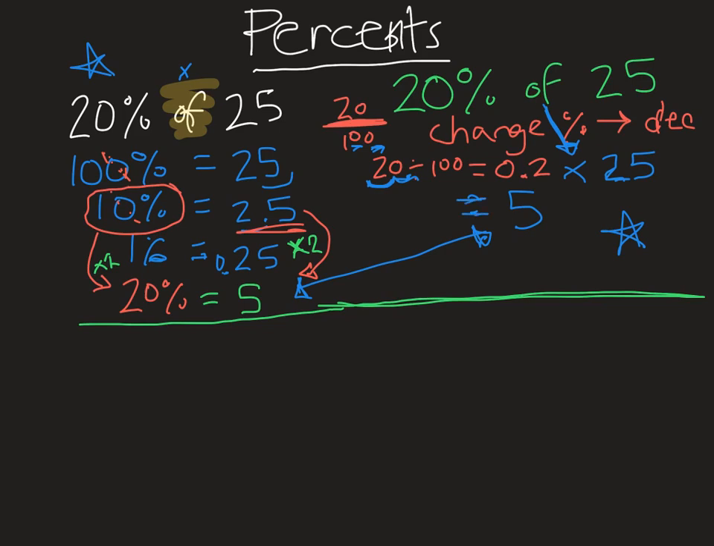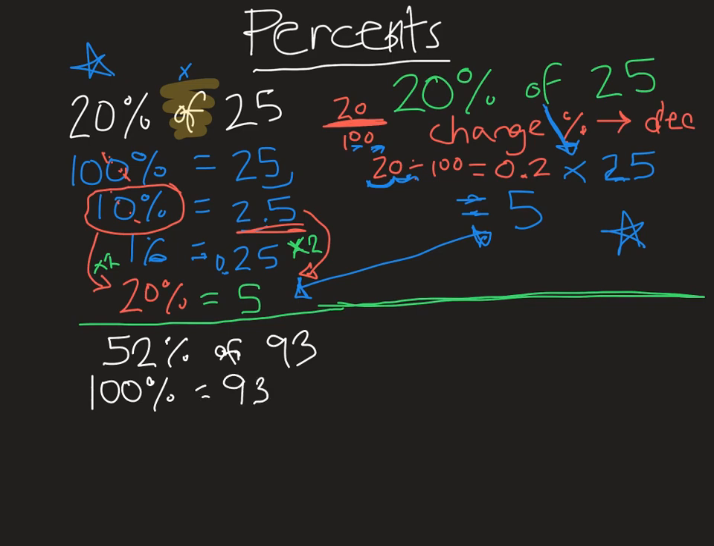So I'm going to give you another example. So we've got 52% of 93. So going back to this first method, I know that 100% is 93.